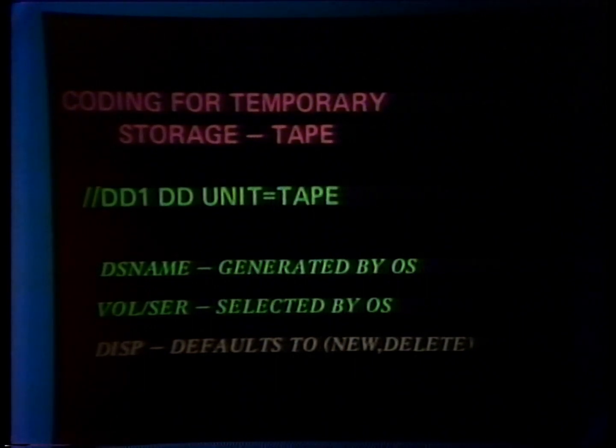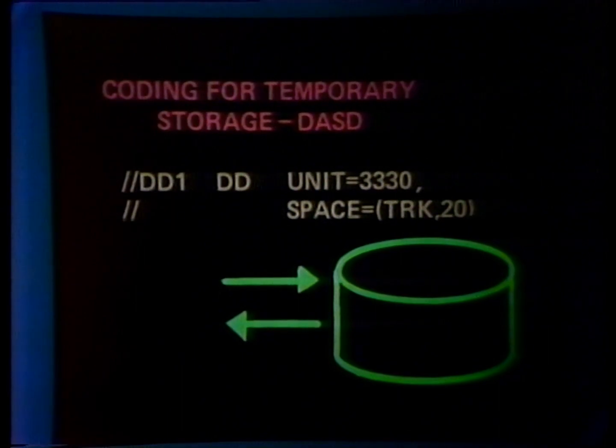Suppose the temporary storage is on direct access. The space parameter would be coded in addition to the unit parameter. OS has no way to determine space requirements, and we must always code the space parameter for direct access data set creations. So that's the use of temporary data sets for temporary storage.